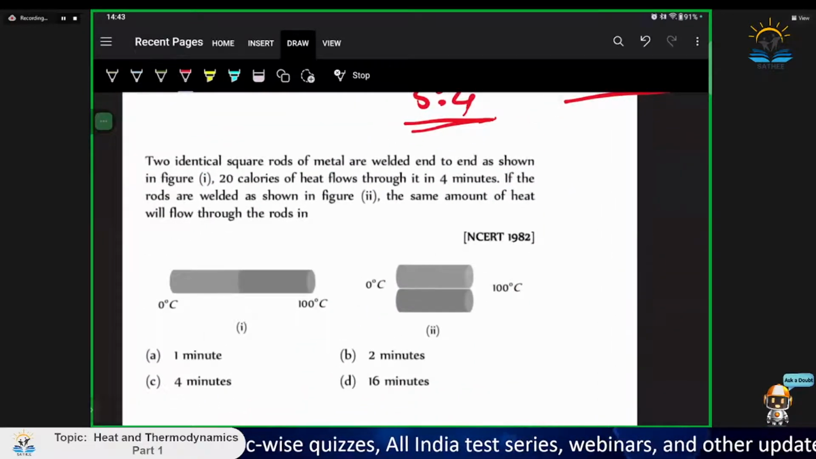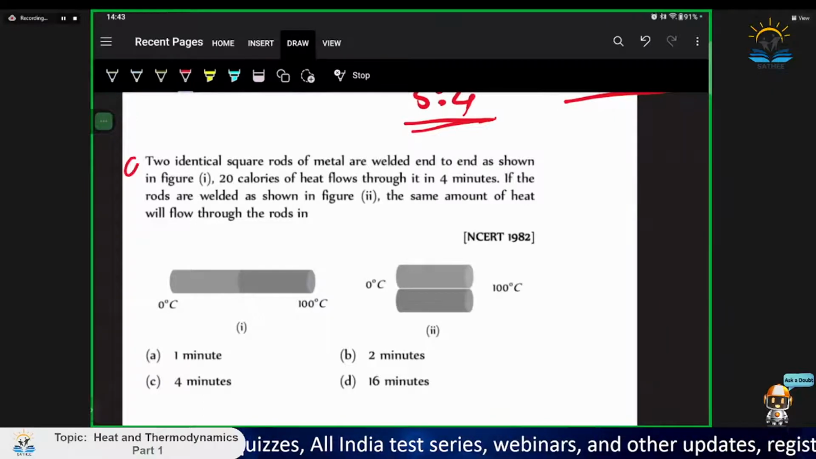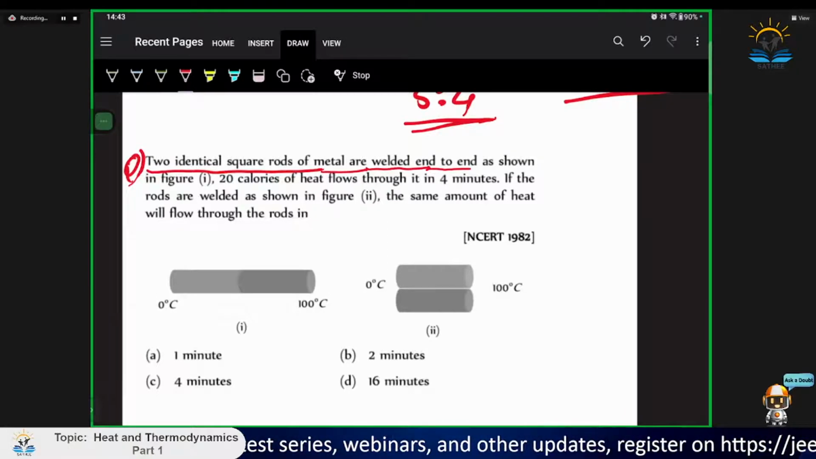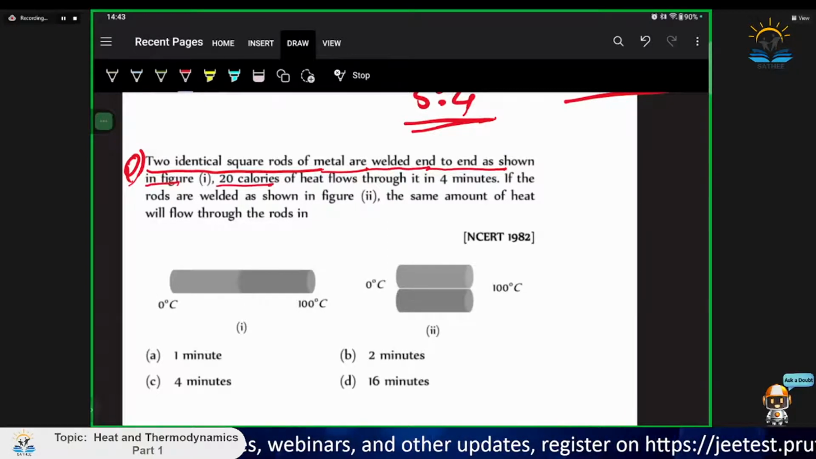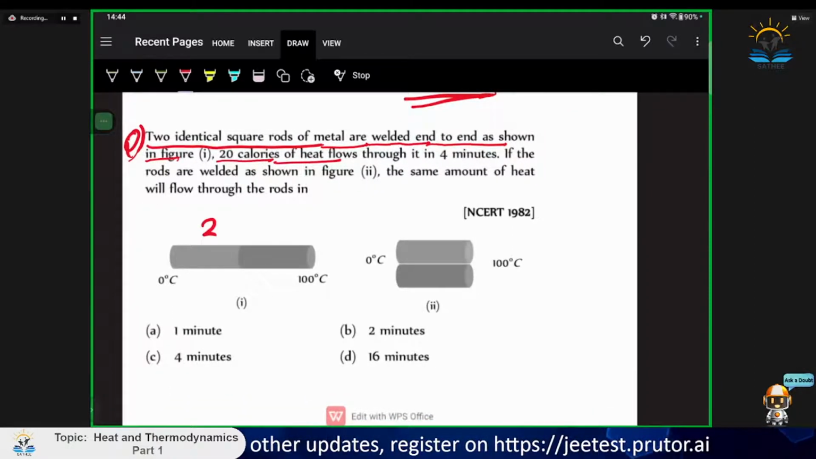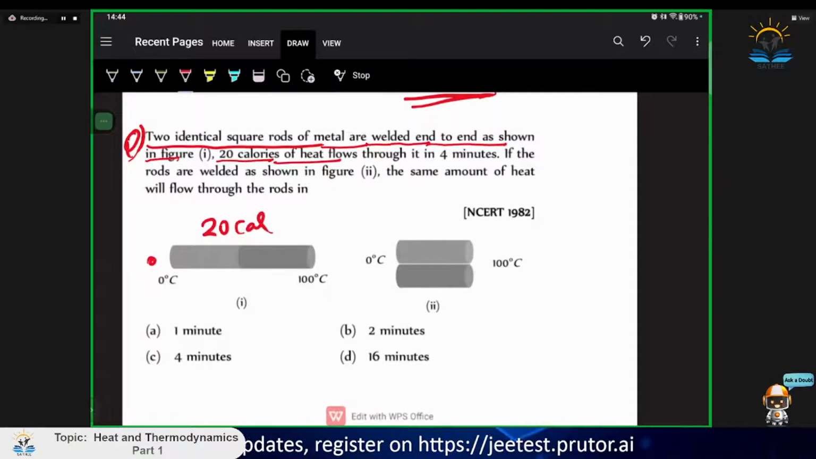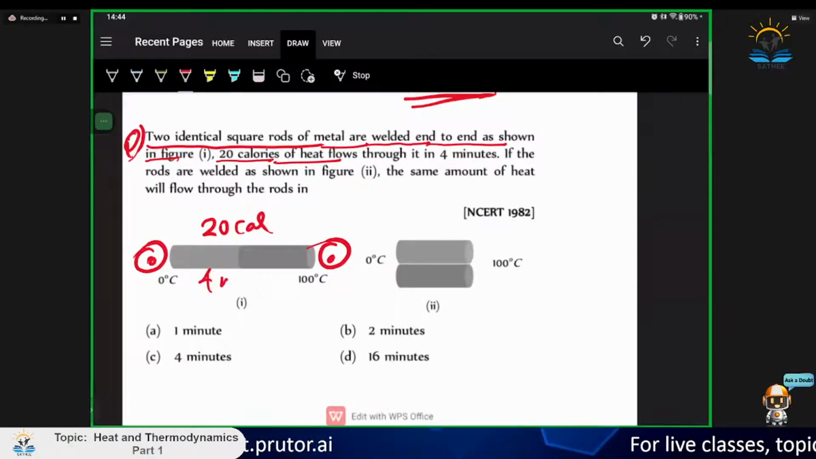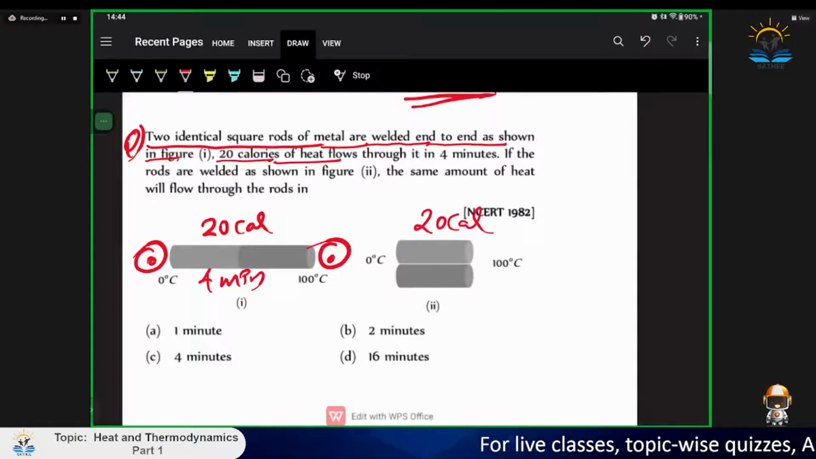Okay. So next question. Two identical square rods of metal are welded end to end as shown in the figure. 20 calorie heat flow in 4 minutes from this point to this point. Okay. And at a time period of 4 minutes, so same amount of heat, 20 calorie, here. The time is the question.